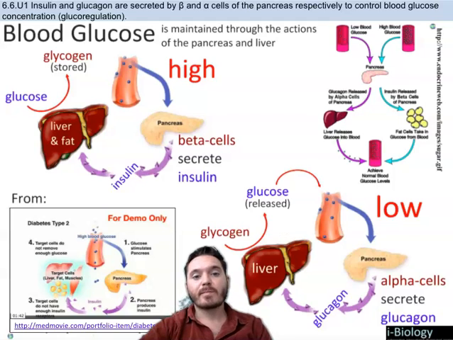So the liver and fat cells are going to detect the glucagon with their receptors. That then triggers the glycogen to be released as glucose. The glycogen gets broken down into glucose, and that increases the blood glucose levels.